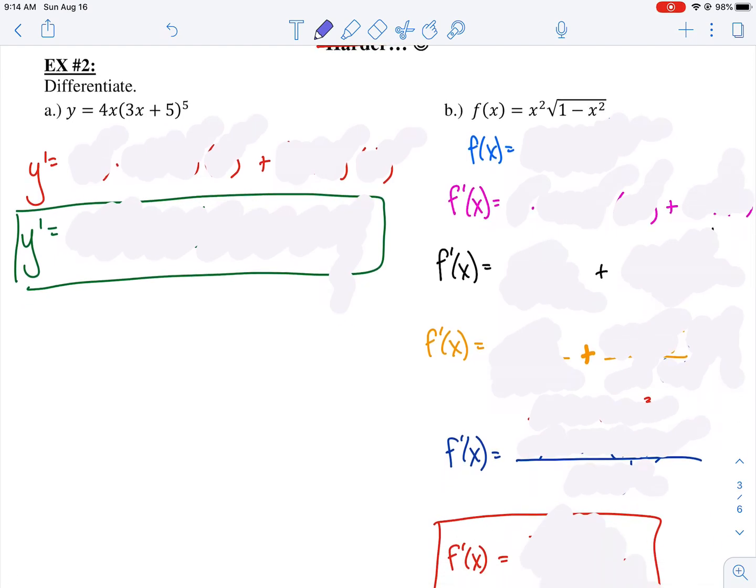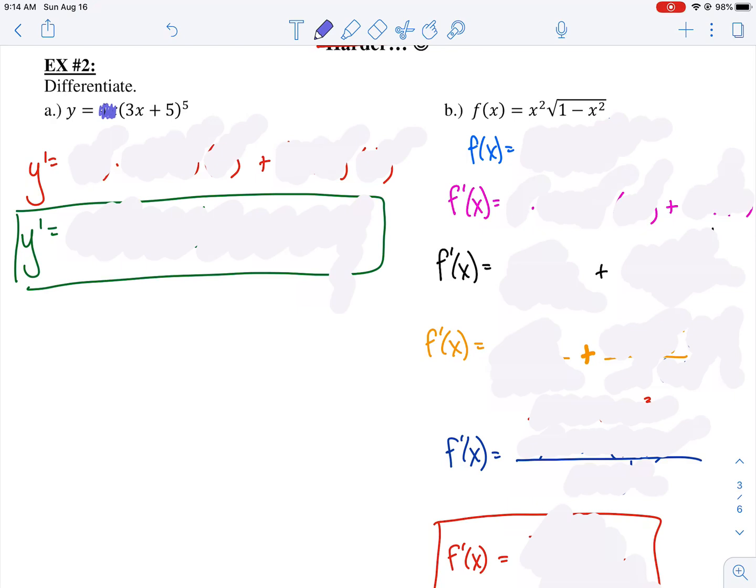It asks us to differentiate. So it gives us a function, 4x times (3x plus 5) to the 5th power. Now I need you to be careful. I need you to look at this really carefully and think about what derivative rules you are going to be using here. If the problem was just (3x plus 5) to the 5th power, this would be just a regular chain rule. I could bring the 5 forward, I could keep the inside the same, I could subtract 1 from the exponent, and then take the derivative of the inside.